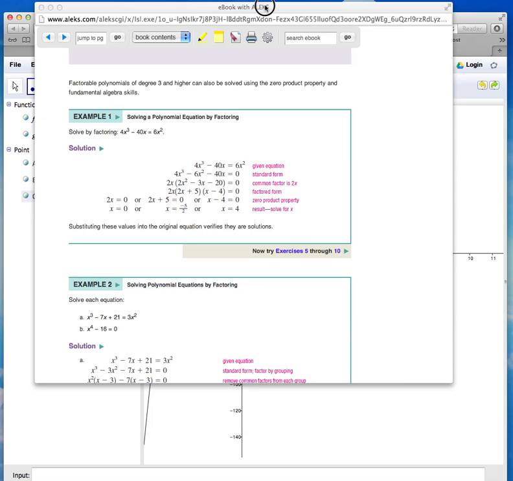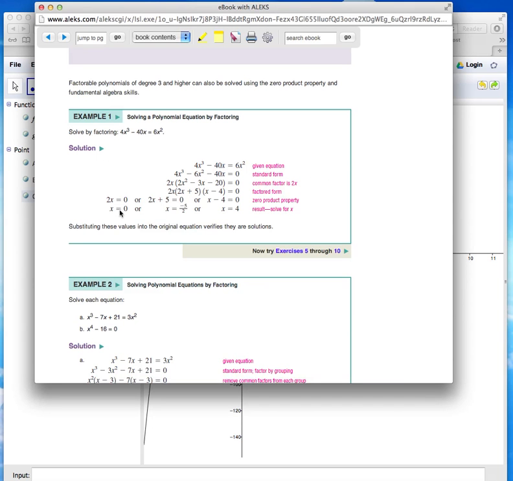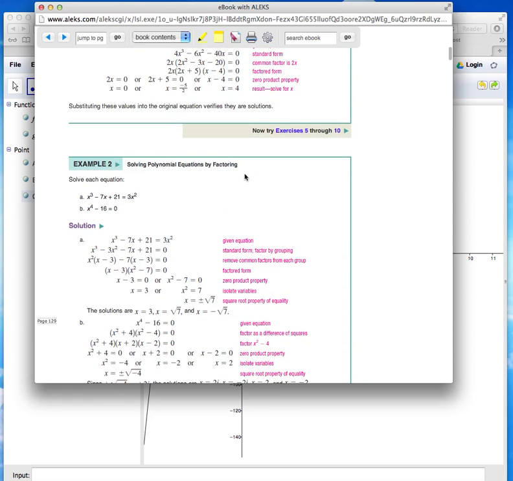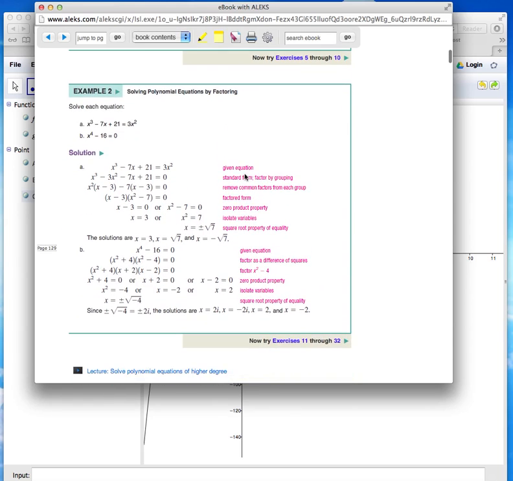Now let's go back to where they solved it algebraically. Negative 2.5, 0, and 4. Same thing. So if we want me to do another one, like say this one, I want to see where x to the fourth minus 16 equals 0.